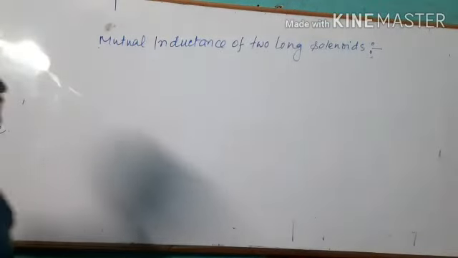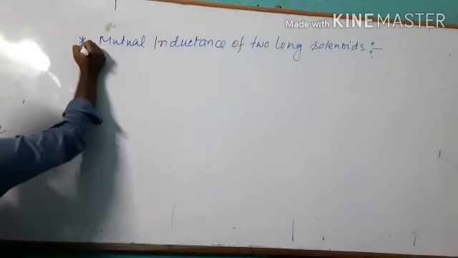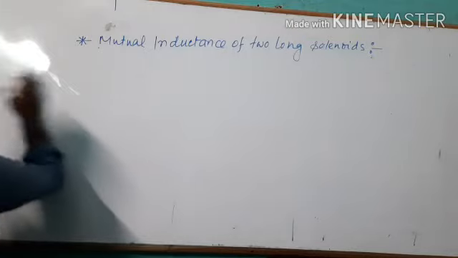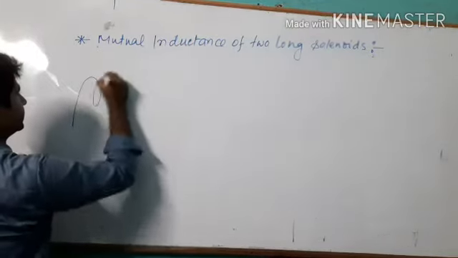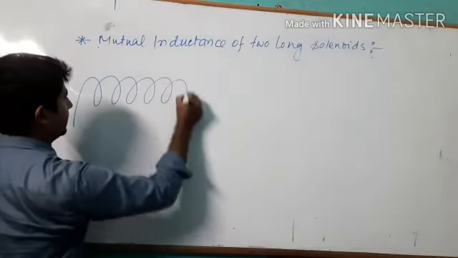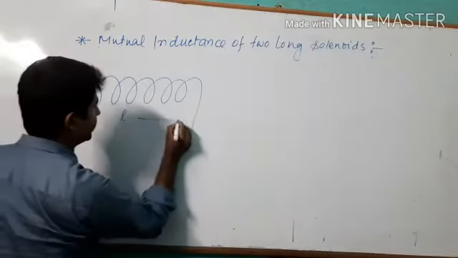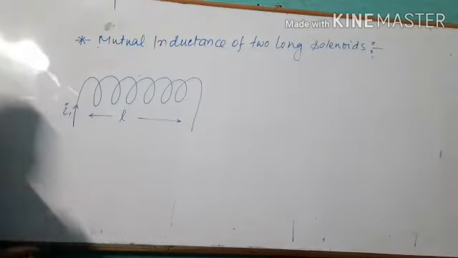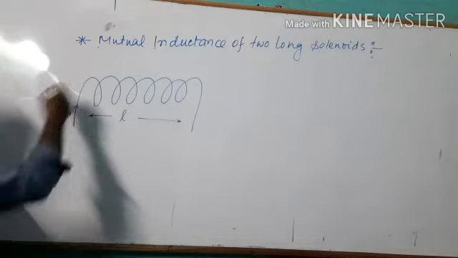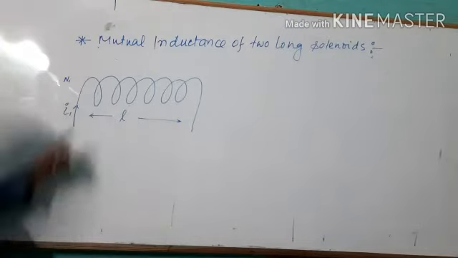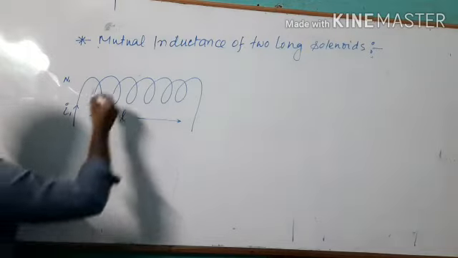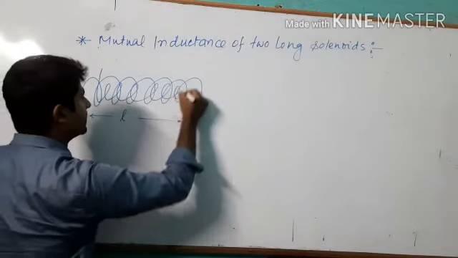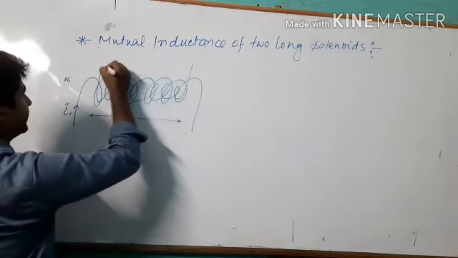Now we want to find the mutual inductance of two long coaxial solenoids. Suppose we have a solenoid of length L and current I1 is passing through this coil, and say the number of turns of this coil is N1. This is called primary coil. And we consider another coil having turns N2, and this coil is called secondary coil.